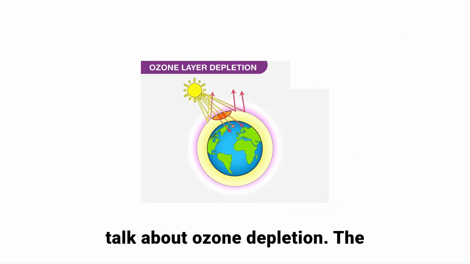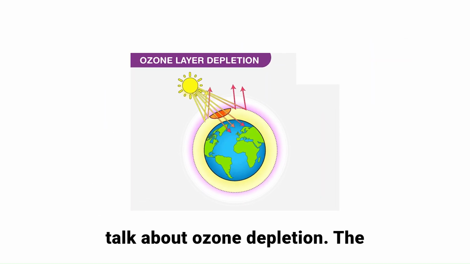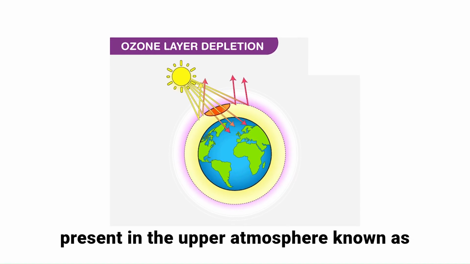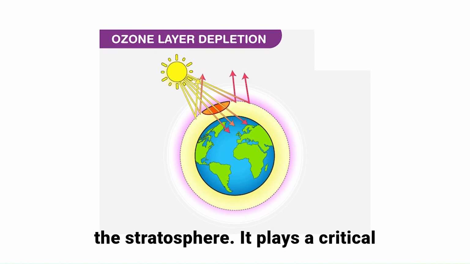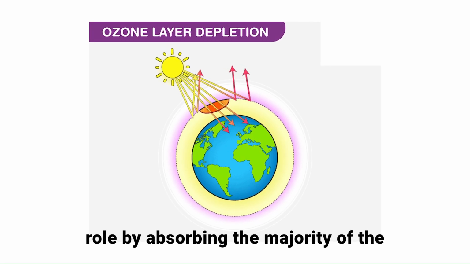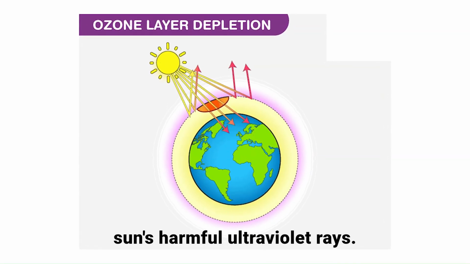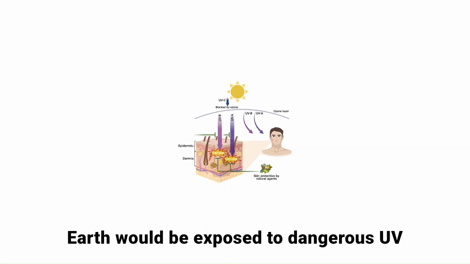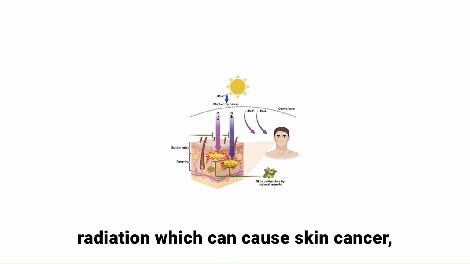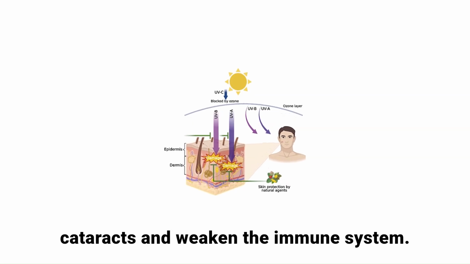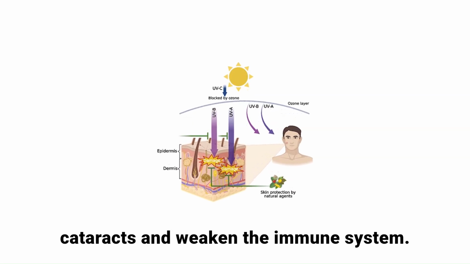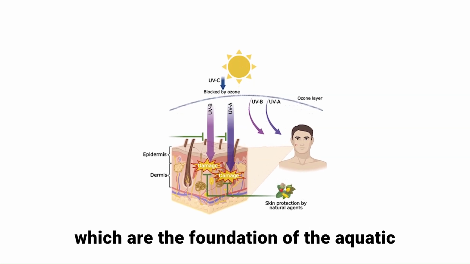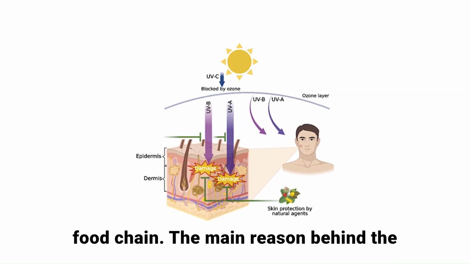Now let's talk about ozone depletion. The ozone layer is a thin shield of gas present in the upper atmosphere, known as the stratosphere. It plays a critical role by absorbing the majority of the sun's harmful ultraviolet rays. Without this protective layer, life on Earth would be exposed to dangerous UV radiation, which can cause skin cancer, cataracts, and weaken the immune system. It also harms phytoplankton in oceans, which are the foundation of the aquatic food chain.